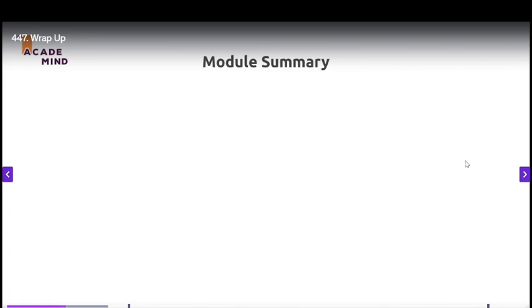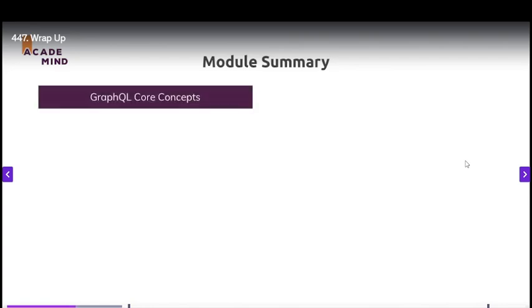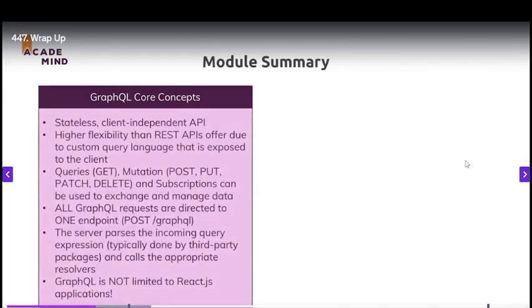In this introductory module, I hopefully gave you a good overview of the GraphQL core concepts and how you build a GraphQL API with Node, and in this case with the Express.js framework. You learned that GraphQL is a technique to build a stateless, client-independent API, just as we did with the REST API, but that it offers a higher flexibility than REST APIs typically do, because you expose a custom query language to your client.